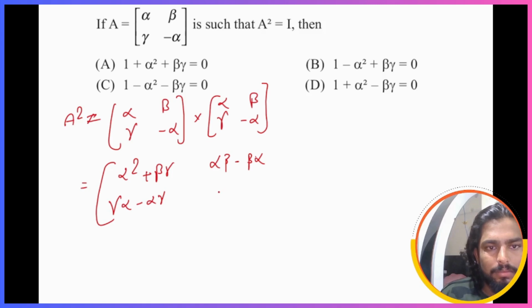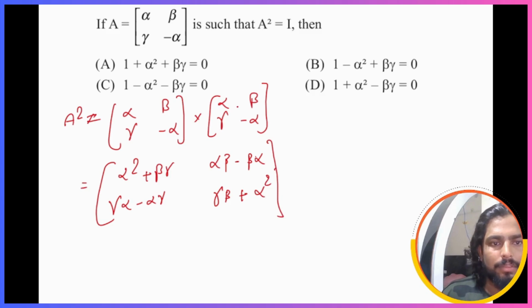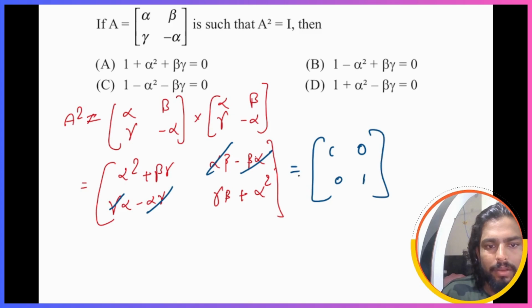Next, what do we get? Alpha beta plus alpha square, right? Alpha square. So the terms cancel out, this and this cancel out. So it is equal to the I matrix, as given, 1 0 0 1. Okay, so now let's equate this. If we equate, we get alpha square plus beta gamma is equal to 1.